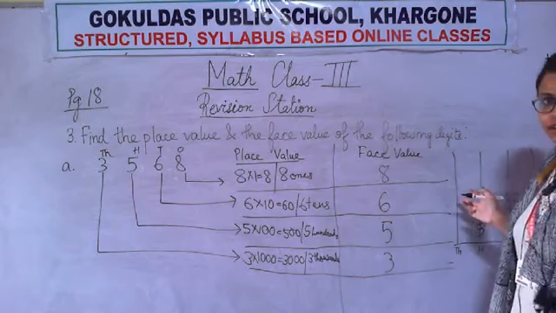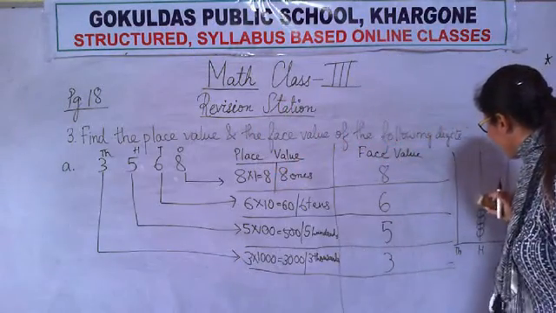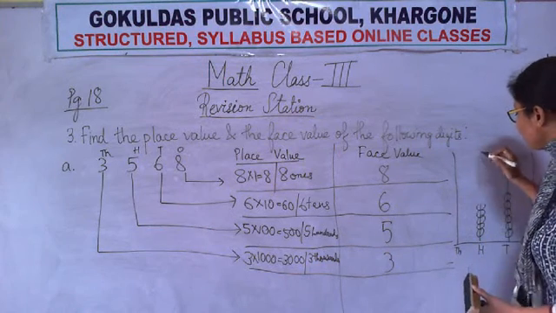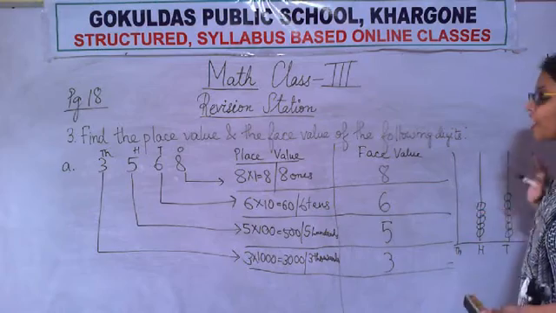I have done right? No, I have not done right. So how many bits will I have to draw? I will have to draw only 5 bits. So don't make this mistake. 1, 2, 3, 4, 5 bits.